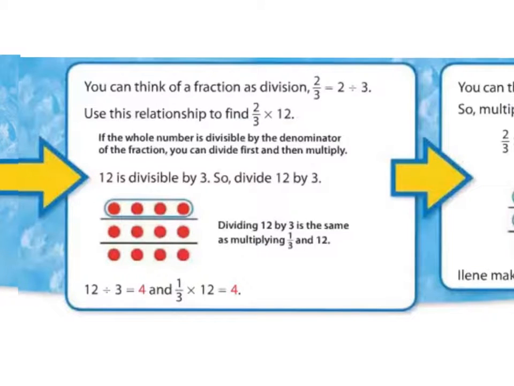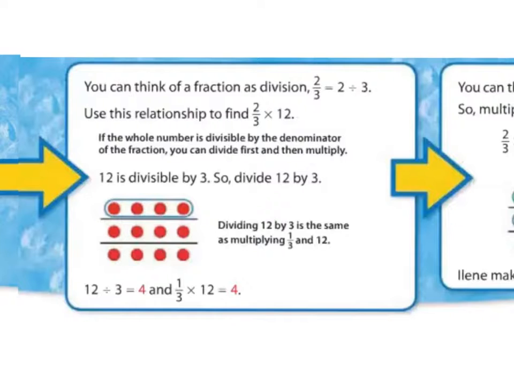So you can think of a fraction as division. 2/3 is equal to 2 divided by 3. Use this relationship to find 2/3 times 12. If the whole number is divisible by the denominator of the fraction, you can divide first and then multiply. So first, we're going to have 12 divided by 3. Later, we'll multiply it by 2. Let's see how that goes.